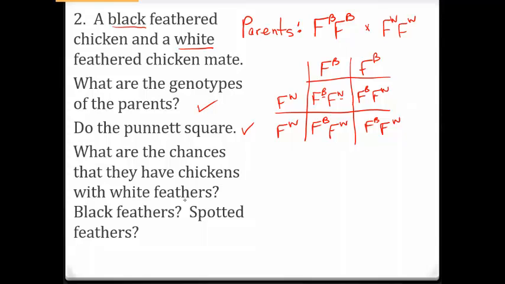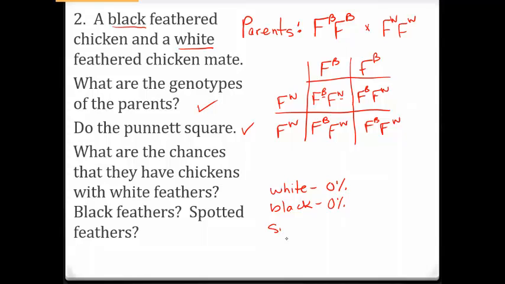So for chickens with white feathers, we need to have all W's. Well, this one has B. They all have a B in them. So in order to have white feathers, we don't have any matches for that. Let's take a look at having black feathers. We have, again, black feathers has to be 2 B's. This one, they all have a W in them. So that's not going to work.